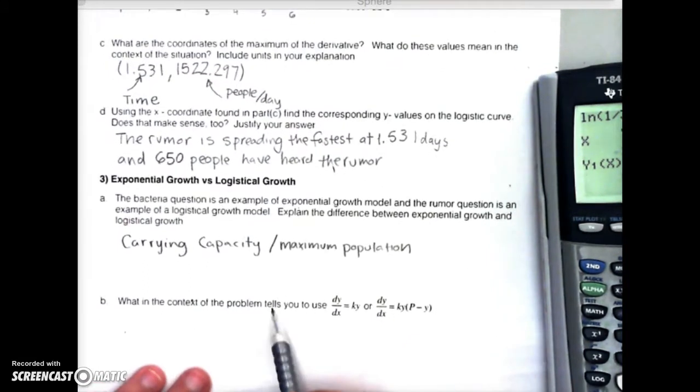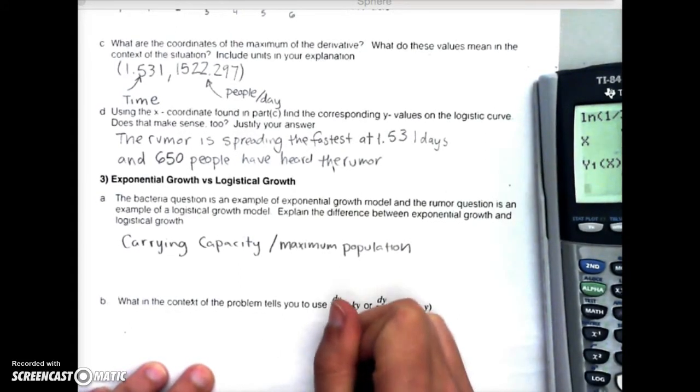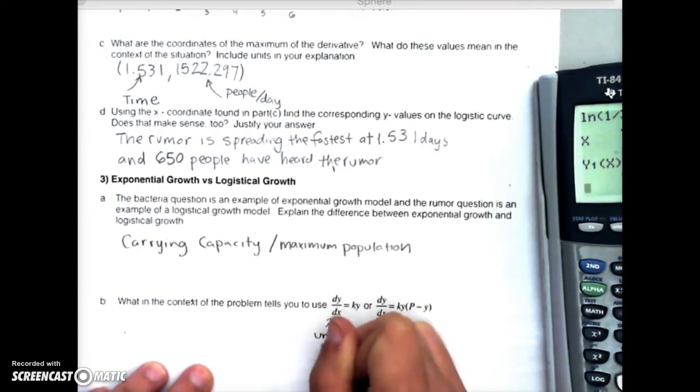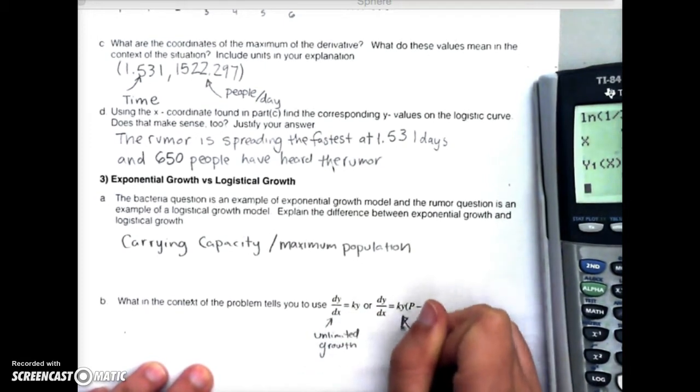In what context would we ever have this? It all has to do with whether or not you're limited by any factors. This one is unlimited growth. And then this one has a limited capacity.